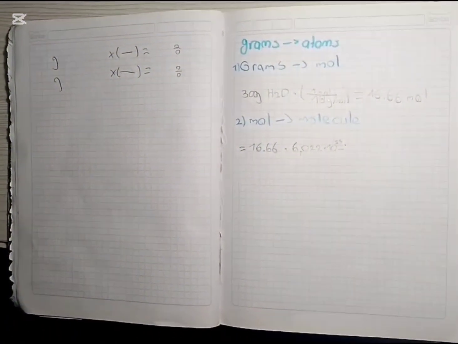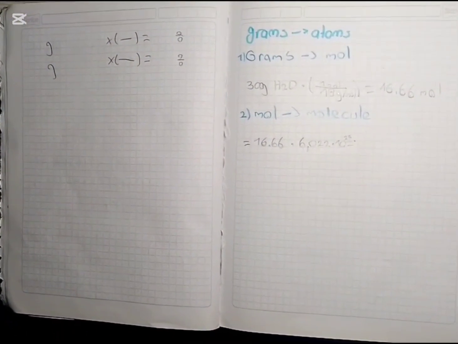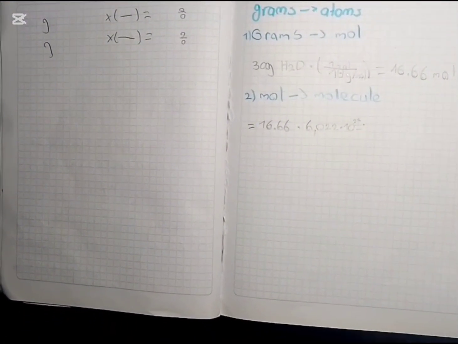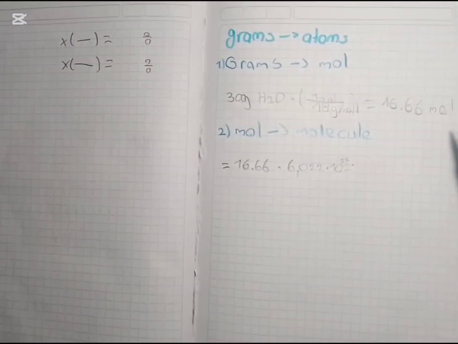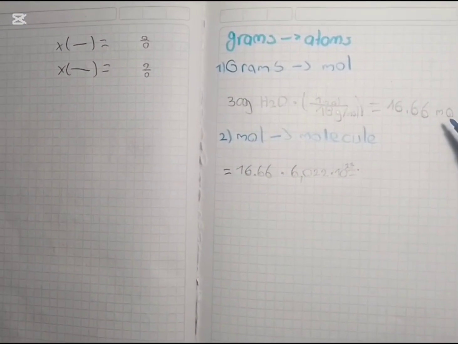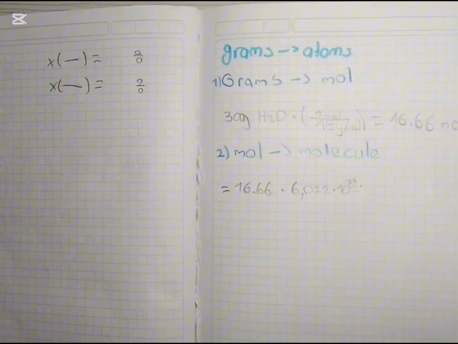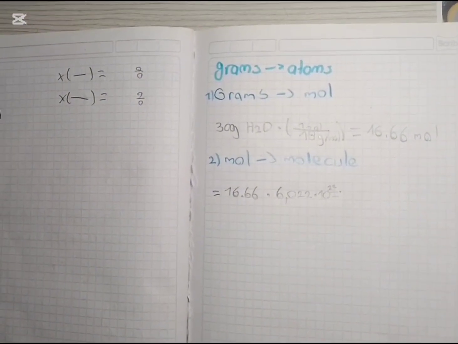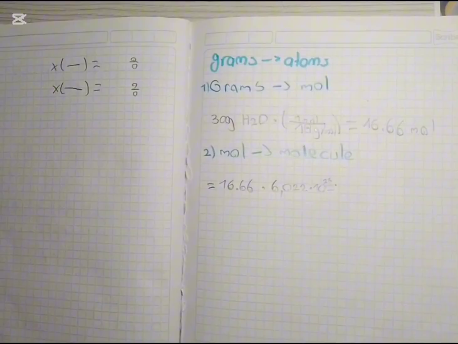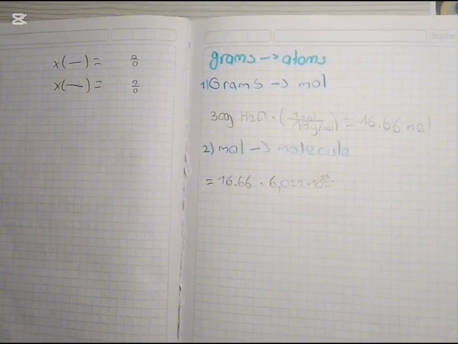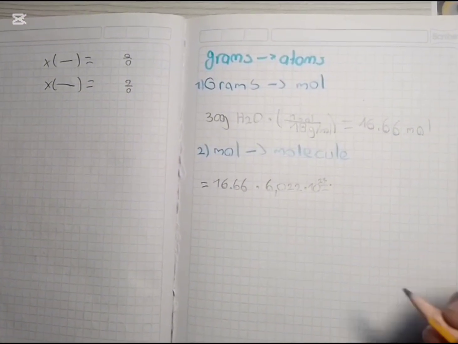The next step to get from grams to atoms is moles to molecules. In this step, you take this result and multiply it by Avogadro's number, and the result is 1.00 multiplied by 10 to the 25.